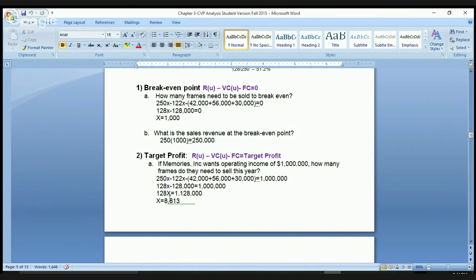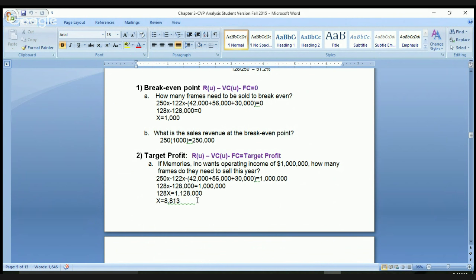So I use the same formula that I used for the break-even point, but instead of putting zero there, I'm going to put $1 million. Same formula: 250x minus 122x minus the sum of all the fixed costs, and this time it will equal $1 million. Then I take the 250 minus the 122, I get 128x. The fixed costs total 128,000, and that all equals 1 million. I add 128,000 to each side, and I divide by 128.